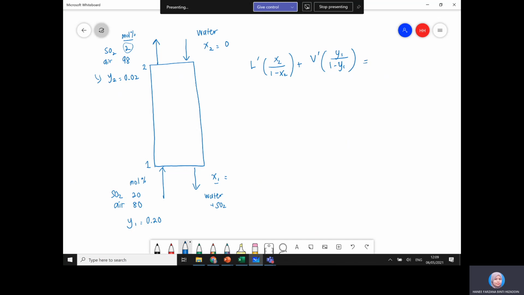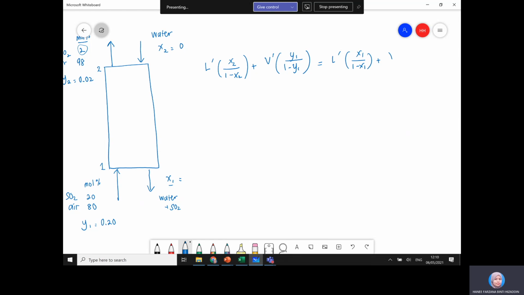Inlet equals outlet, right? So L prime times X1 over 1 minus X1 plus V prime times Y2 over 1 minus Y2. Okay, so next we can key in the numbers that we know. From the question, L prime, the inert liquid flow rate, is 4.20 times 10 to the power of minus 2, and X2 is 0, so 0 over 1 minus 0 is just 0. And V prime is 6.53 times 10 to the minus 4, and Y1 is 0.2, the inlet.